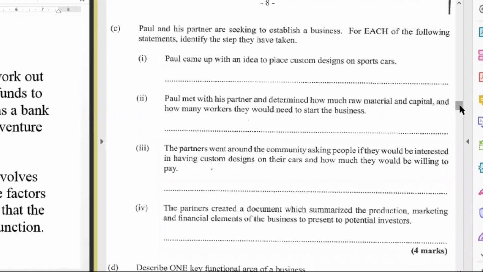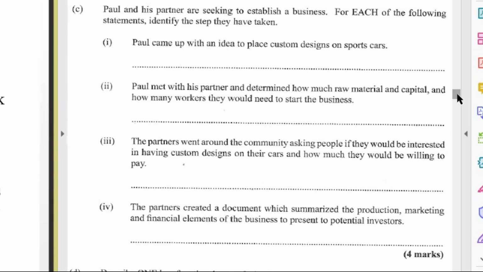All right, let's look at C. Paul and his partner are seeking to establish a business. For each of the following statements, identify the steps they have taken. 1. Paul came up with an idea to place custom designs on sports car. 2. Paul met with his partner and determined how much raw material and capital and how many workers they would need to start the business. 3. The partners went around the community asking people if they would be interested in having custom designs on their cars and how much they would be willing to pay.